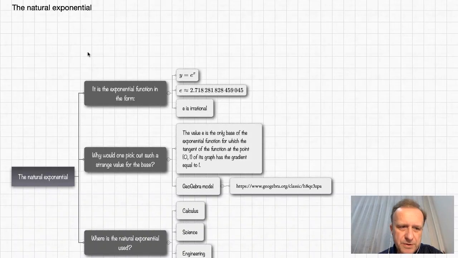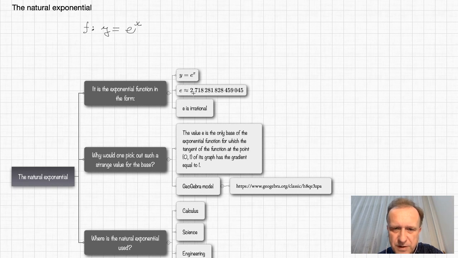The natural exponential function is the exponential function written in the form f(x) = e^x, where e is a very special value of the base, which is given approximately by this number: 2.718281828459045, etc. The number e itself is irrational.